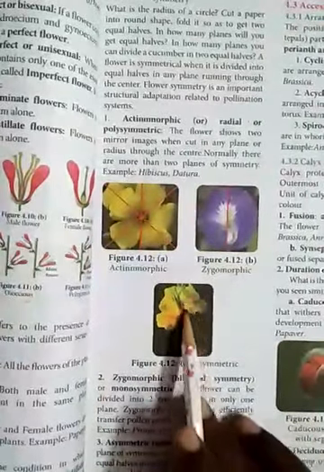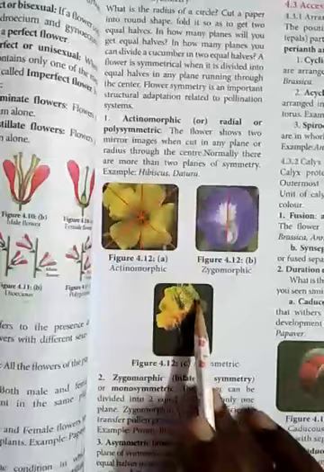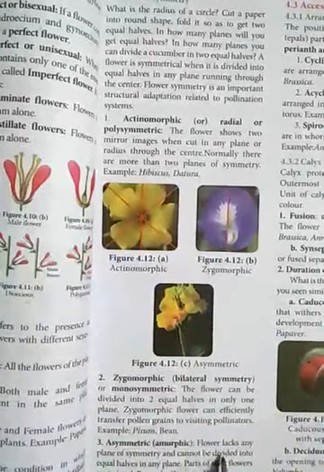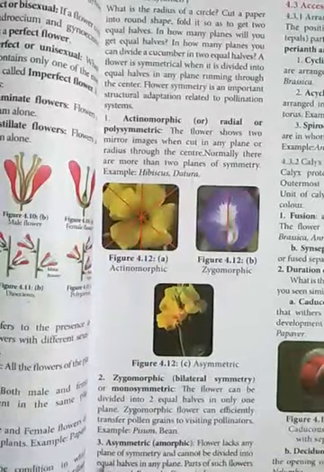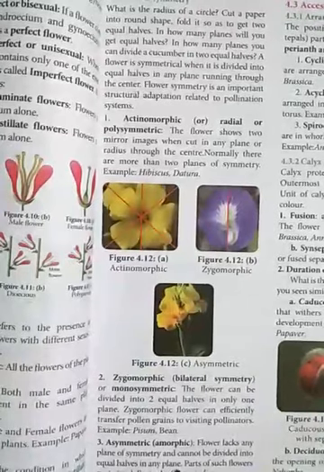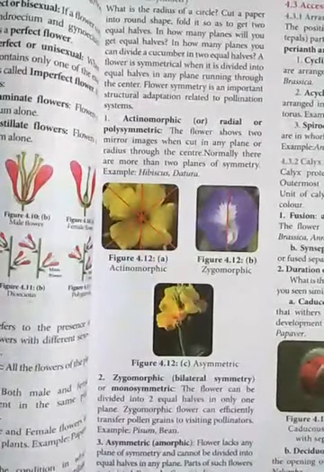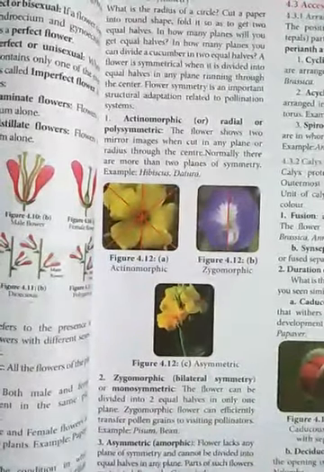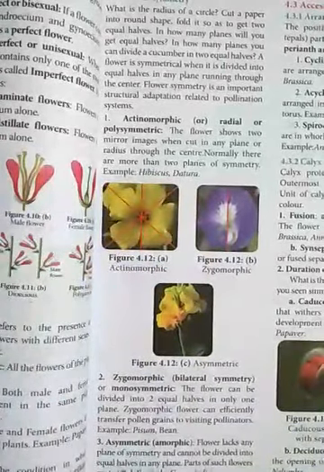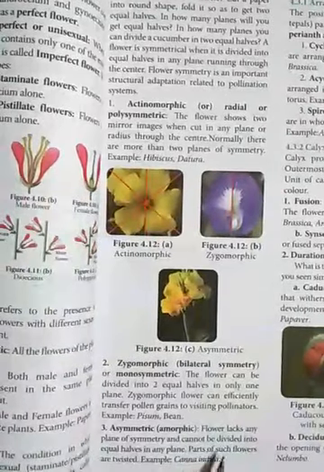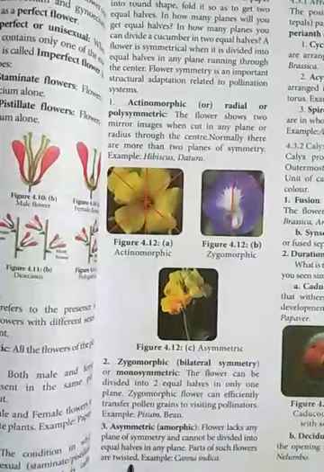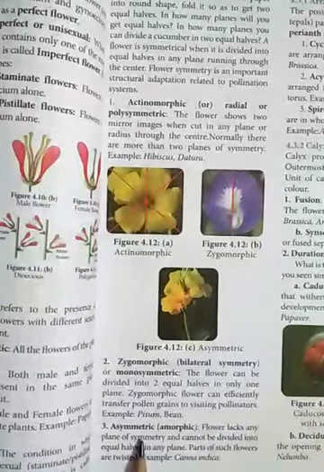Asymmetric, in that flower no symmetry is found. In no plane can you cut the flower into equal halves, then we call it asymmetric. The flower lacks any plane of symmetry and cannot be divided into equal halves in any plane. Parts of such flowers are twisted. Example, Canna indica. So such flowers lack any plane of symmetry and cannot be divided into equal halves in any plane, parts of such flowers are twisted, then it is called asymmetry.